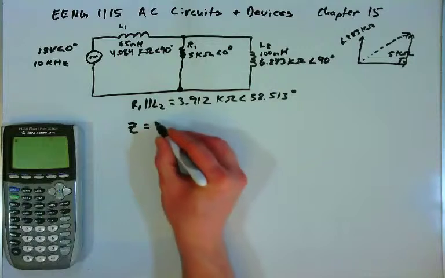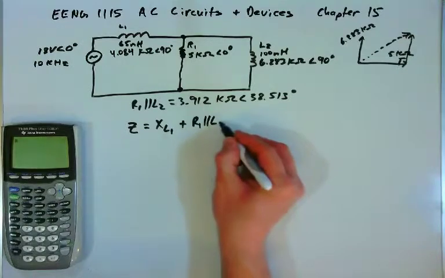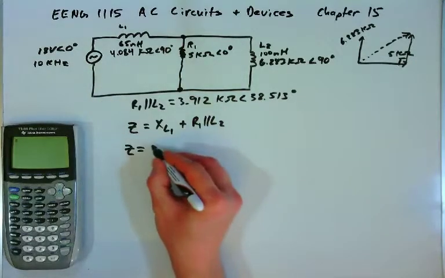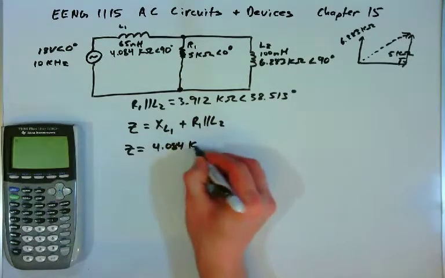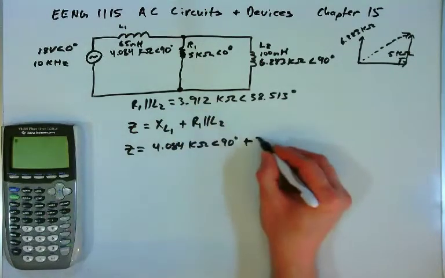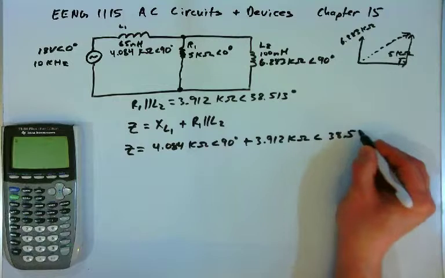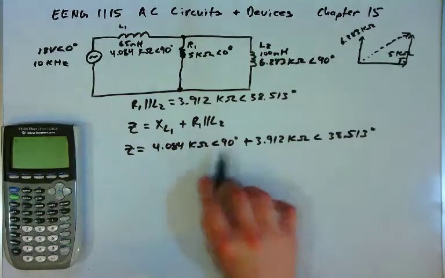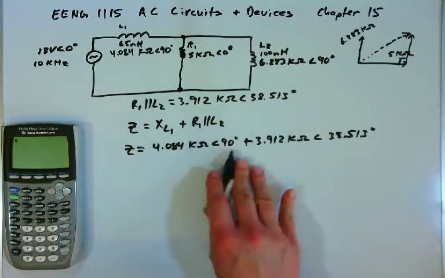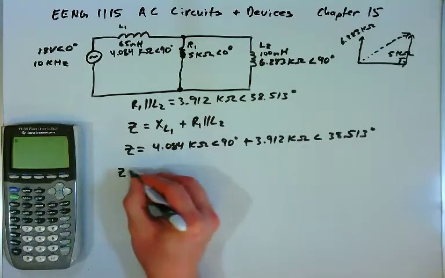The total impedance now for the circuit will be X sub L1 plus the parallel combination of R1 in parallel with L2. And so the total impedance will be X sub L sub 1, which is 4.084 kilo ohms at an angle of 90 degrees, plus our combination in parallel, which is 3.912 kilo ohms at an angle of 38.513 degrees. And so these vectors are not 90 degrees apart. We can't just simply apply the Pythagorean theorem if the vectors are not 90 degrees apart. So we'll have to convert these both to x, y coordinates and then add them and then convert them back to polar.